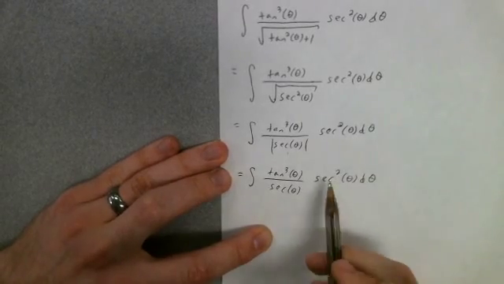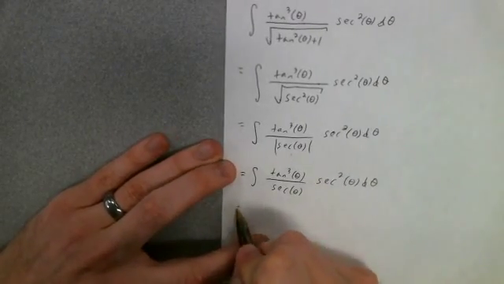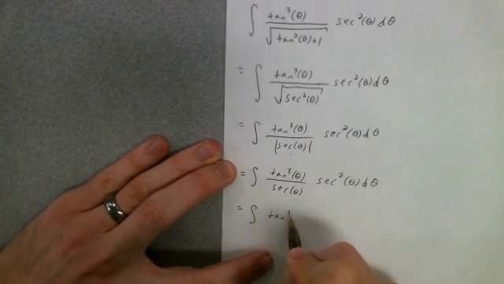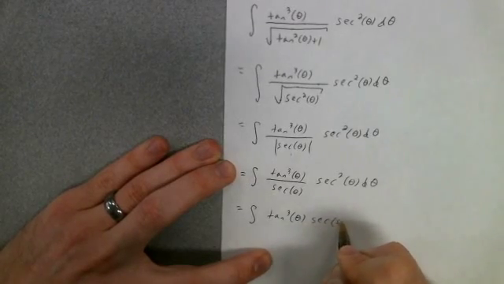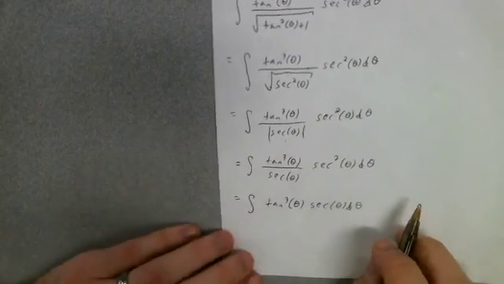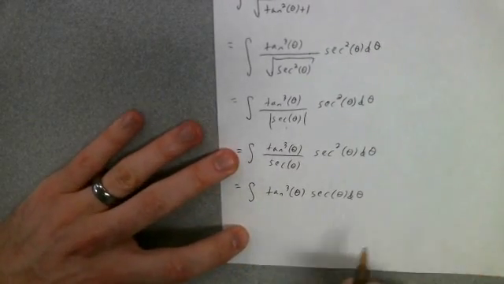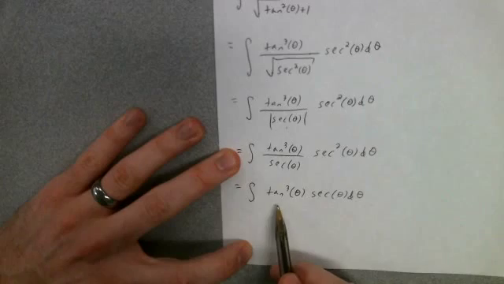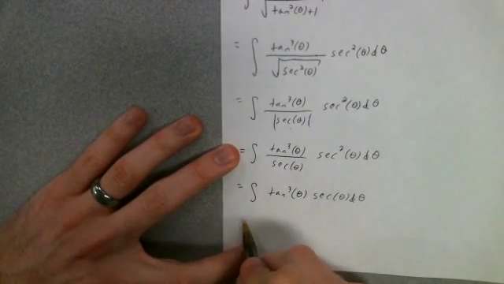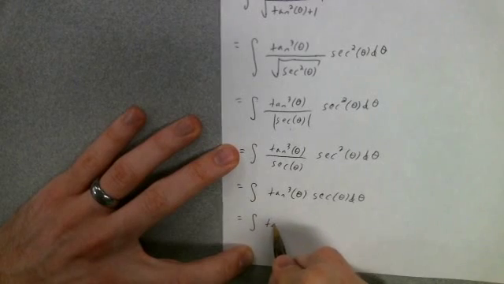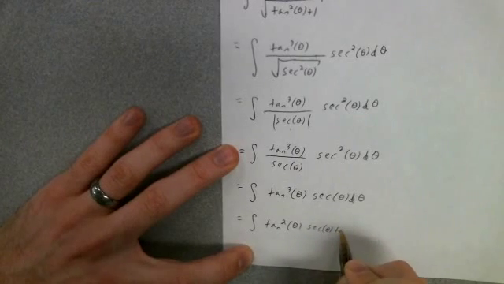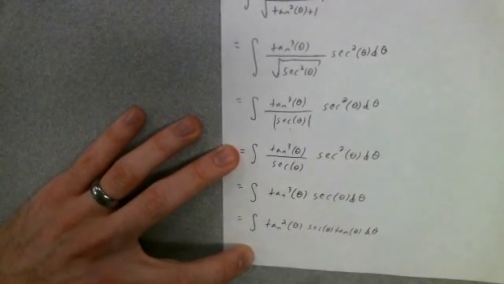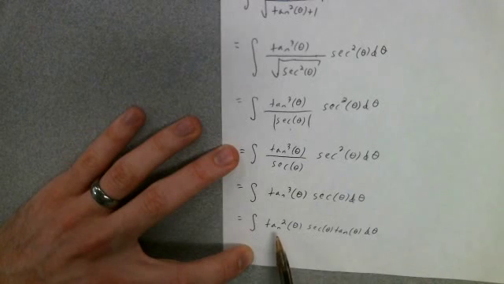And yay! Now we got secant squared on top, secant on the bottom. Can cross off some secants. So now we got tangent cubed theta secant theta d theta. Aha, now we have a trig integral. We know how to do these. So we'll try to make this look like stuff with secant in it times secant tangent. So I'm going to pull off a tangent, put that tangent over here. And I say, okay, how do I change this so that I have stuff with secant times secant tangent?